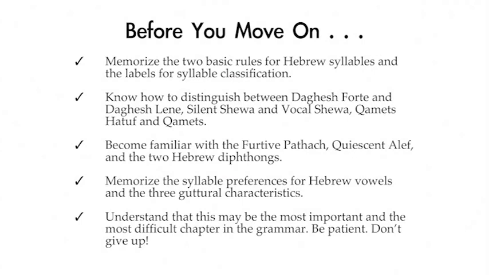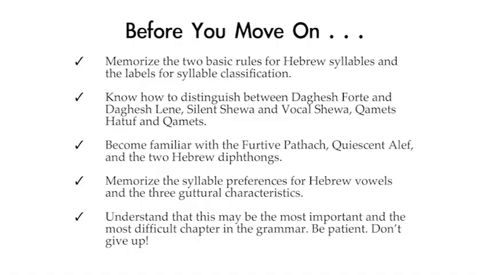So what do you need to do before you move on in this chapter? First, memorize the two basic rules for Hebrew syllables and the labels for syllable classification. Now that's the tonic, the pretonic, and the propretonic label. But when it comes to closed syllables, we're going to also talk about them as accented or unaccented similarly. You need to know also how to distinguish between the dagesh forte and the dagesh lene, the silent schwa and the vocal schwa, the qamets and the qamets hatuf.